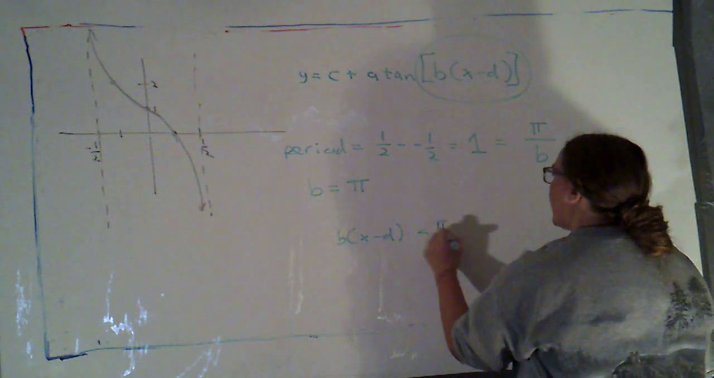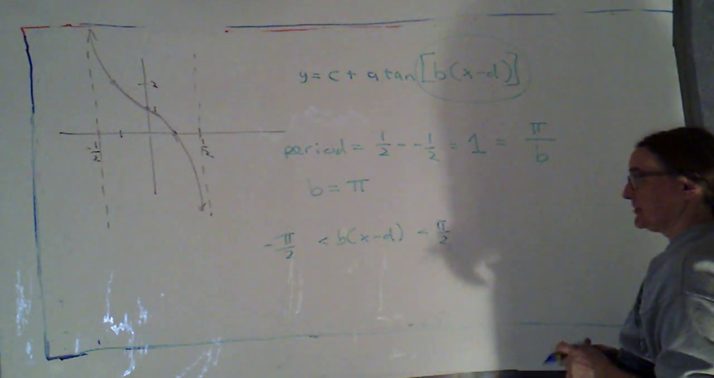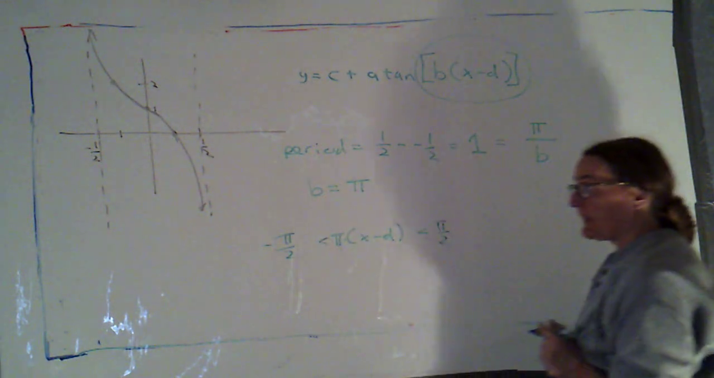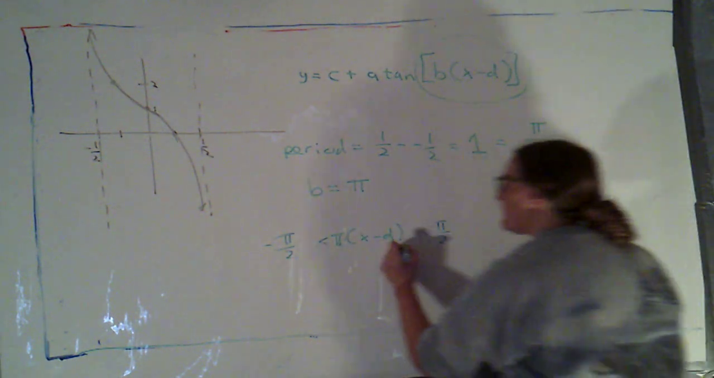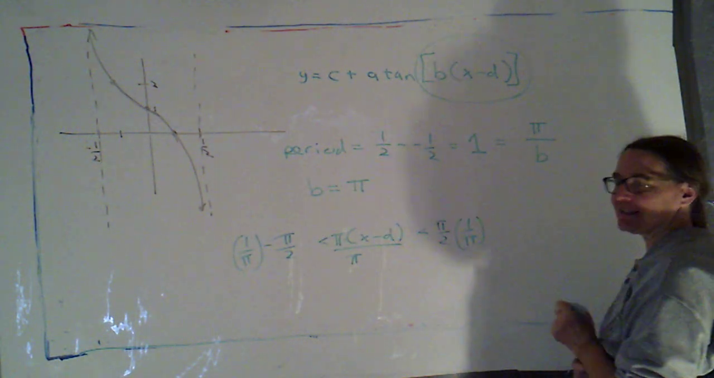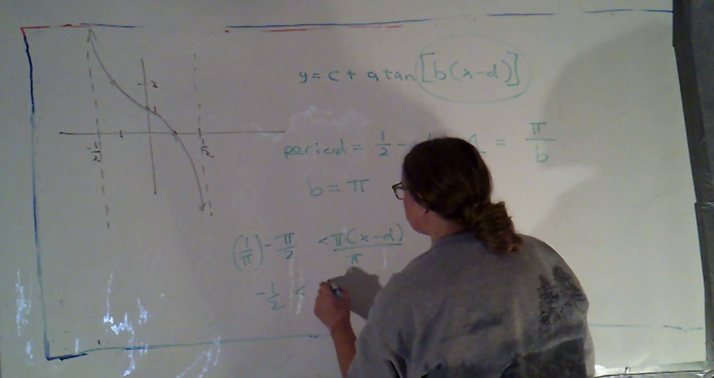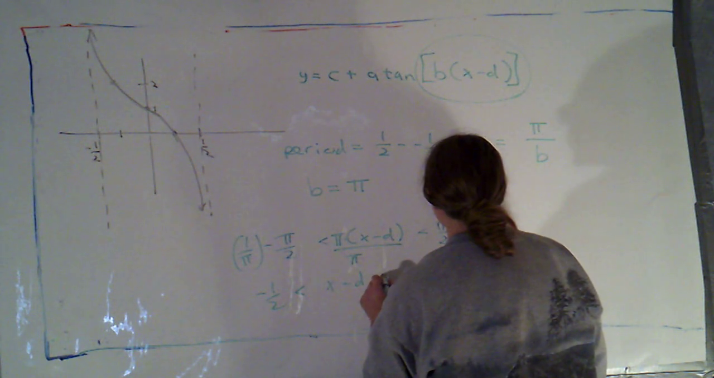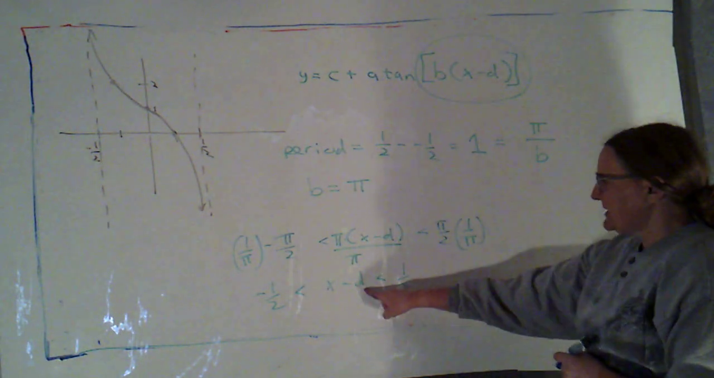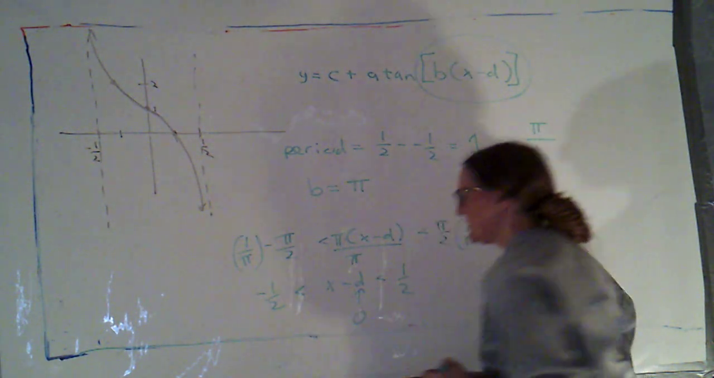varies between pi over 2 and negative pi over 2. But I know that b is pi. That's nice. So I can divide through by pi, which of course is just multiplying by a pi. That's fun to say. So I get -1/2 less than x minus d less than +1/2. And then I'd say, what does d have to be so that I start and end at -1/2? d would have to be equal to 0.